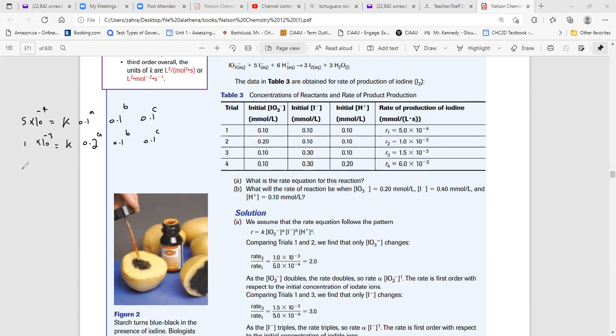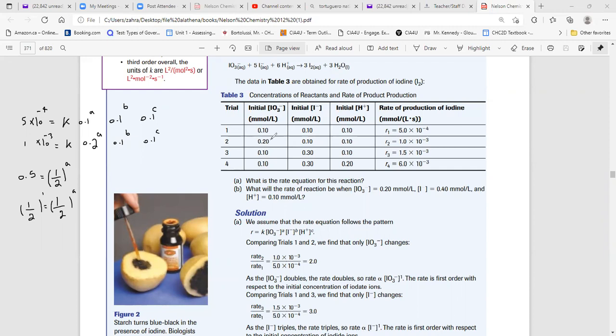Again, we divide this. 5 divided by 1 is 5, 10 power negative 4 divided by 10 power negative 3. So the overall of these divided by that is 0.5. So K divided by K will go away. 0.1 divided by 0.2 is going to be 1 over 2 to the power of A. This divided by that cancels. This divided by that cancels. So as you see, 0.5 is 1 over 2, equal to 1 over 2 to the power of A. Both sides of the base are the same, so equate the powers. So here is 1. I got A.